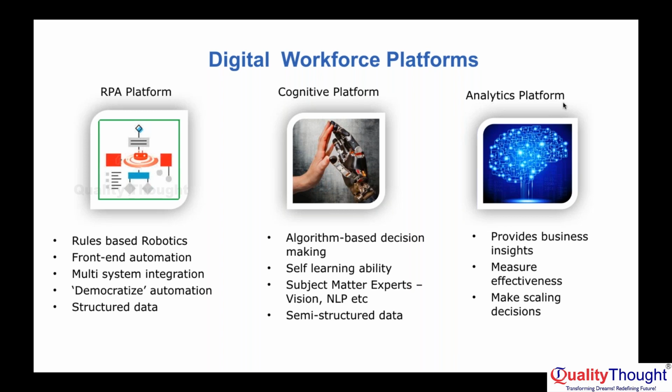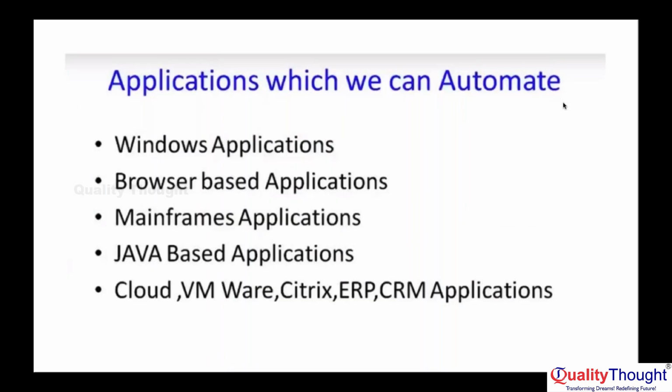So what are the applications that we can automate? Just to make sure we are on the same page, you can automate your Windows applications. What are Windows applications? Any application that is installed on Windows, like your calculator, Excel, Microsoft Word, PowerPoint. Any Windows application you can automate. Browser-based applications, yes, you can automate anything on Google, or go to any stocks website, automate there and get your stocks information and all that.